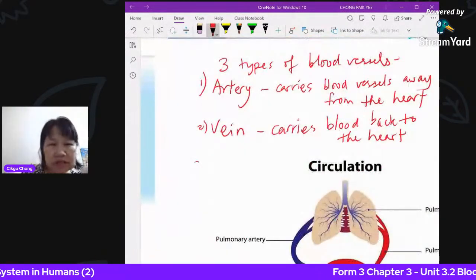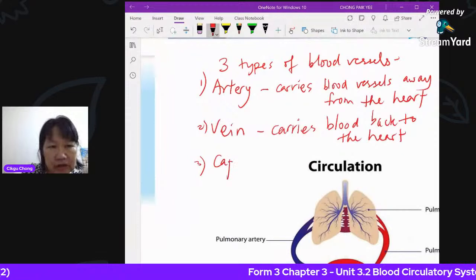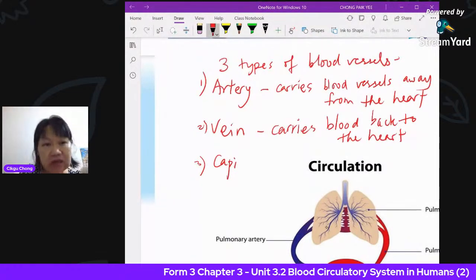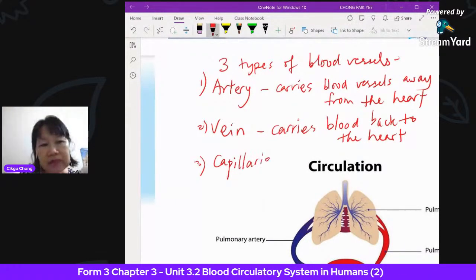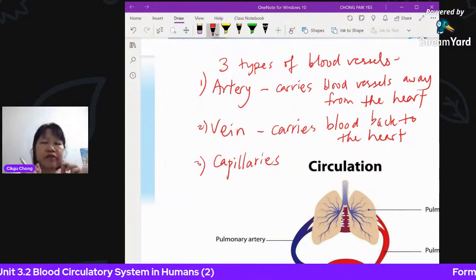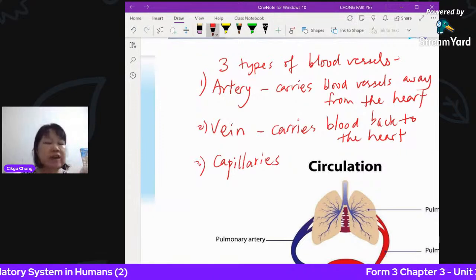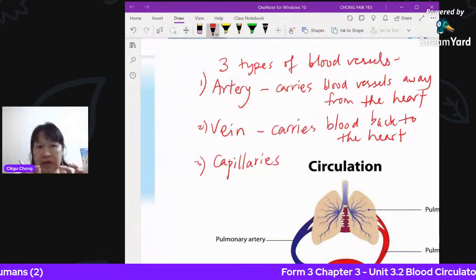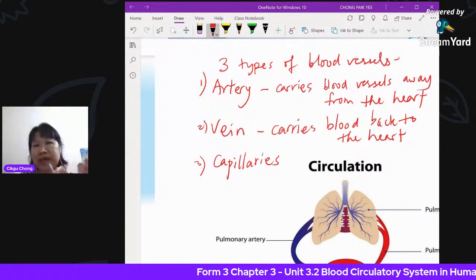The third one is called capillary. Now capillary is one P but double L. If more, we call it capillaries. Now capillaries are actually very fine blood vessels. They are very, very small. Okay, artery can be big. Artery can be like, aorta is the biggest artery.